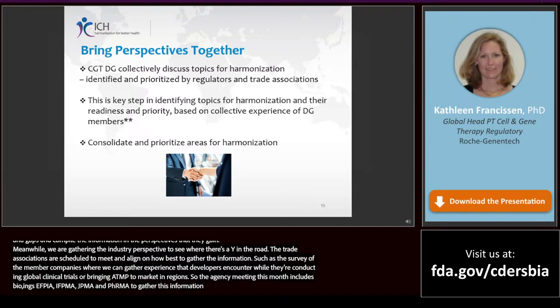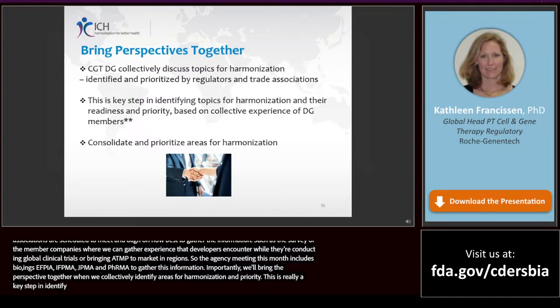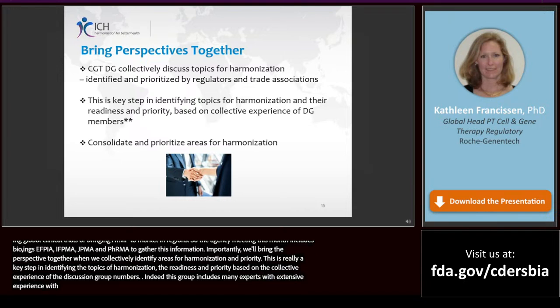Importantly, we will bring the perspectives of the regulators and the developers together when we collectively discuss the identified areas for harmonization and their priority. This is really a key step in identifying the topics for harmonization, their readiness for this, and their priority based on the collective experience of the discussion group members. Indeed, this group includes many experts with extensive experience with ATMPs, and I'm looking forward to this evaluation.